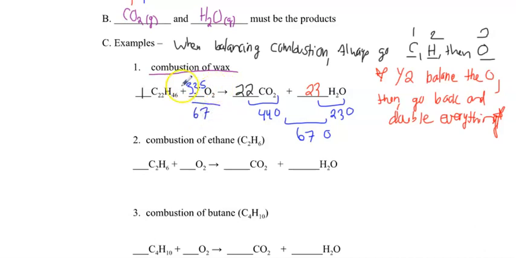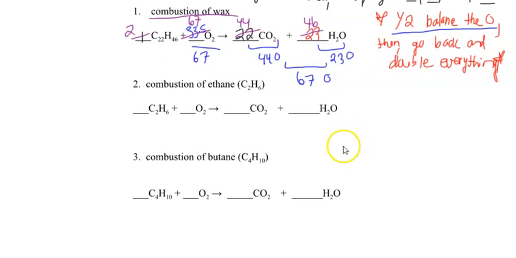But wait, can I have half an oxygen atom? No. What I've done right now is I've half balanced the oxygen. This is the correct ratio, but I need to go back and double it to get a whole number ratio. So let's go through and double everything. Instead of 1, I'm going to need 2 wax molecules. Instead of 33.5, I need 67 molecules of oxygen. That will produce 44 carbon dioxide and then 46 water vapor. And now if you go back and double check, everything is balanced.